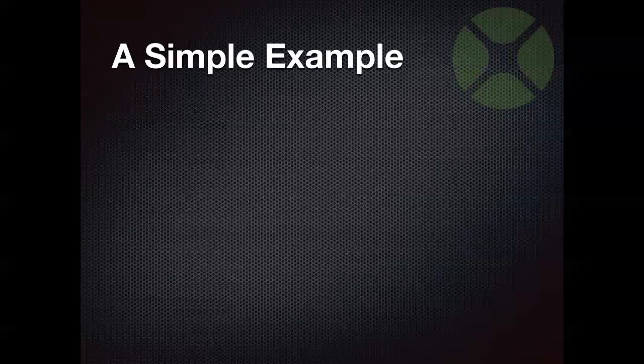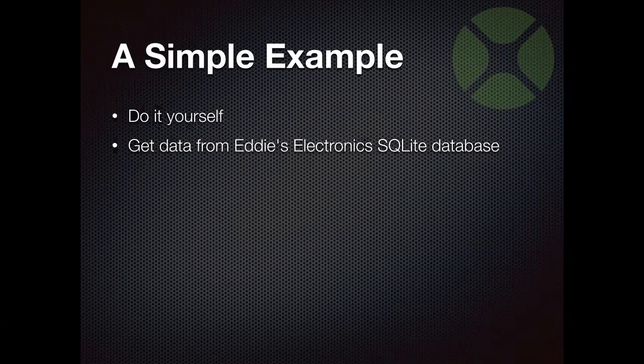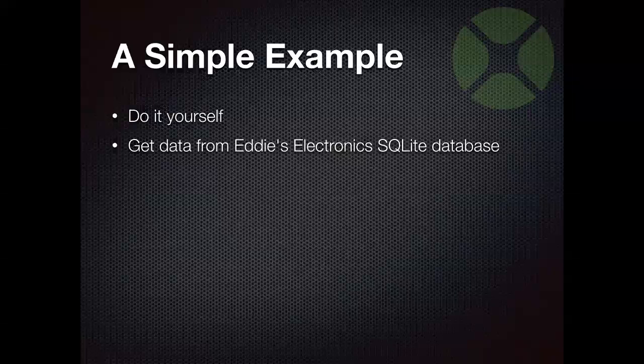So we're going to start with a simple example. This is going to be the do-it-yourself model, so it's intentionally kept a little bit simple. What it's going to do is get some data from the Eddie's Electronics SQLite database. This is a database that's included in the Xojo examples folder. It's used by a few different apps in there, particularly the Eddie's Electronics sample app. But it's a good source of some built-in data that we can just pull from and display.